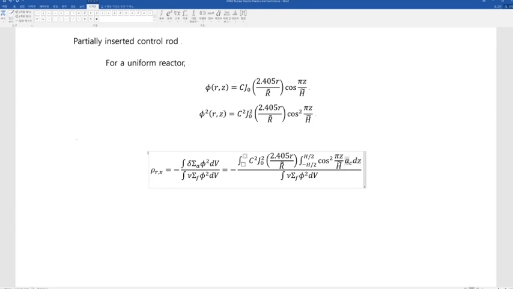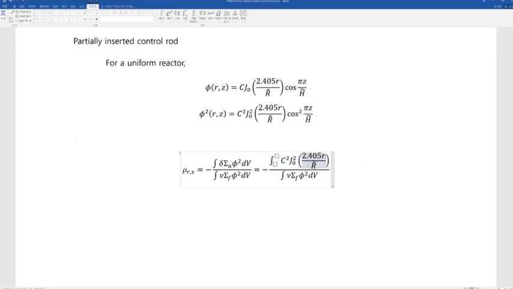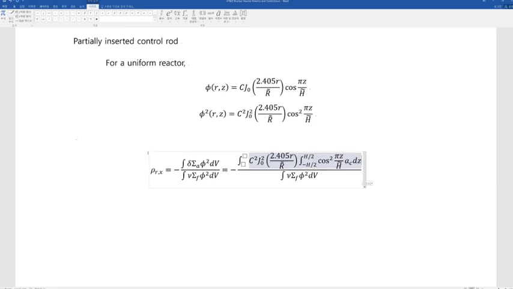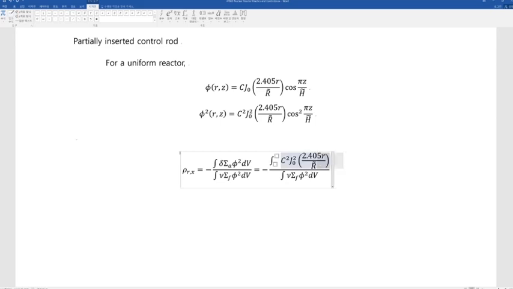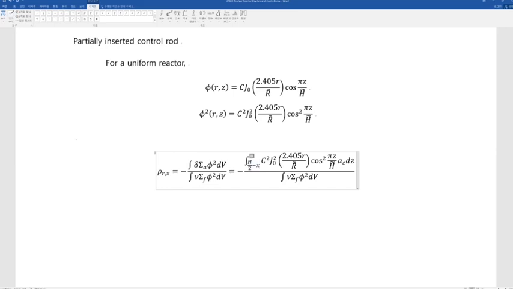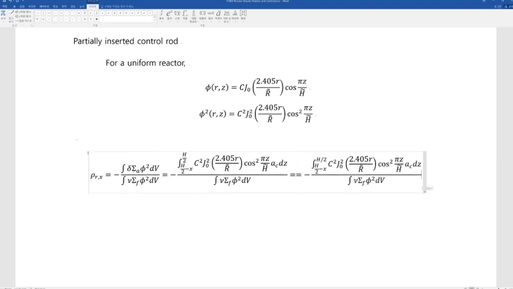and all other parts will become constant. So it should be originally written like this, and the integral should be from h over 2 minus x to h over 2. And so now we are on the right track.